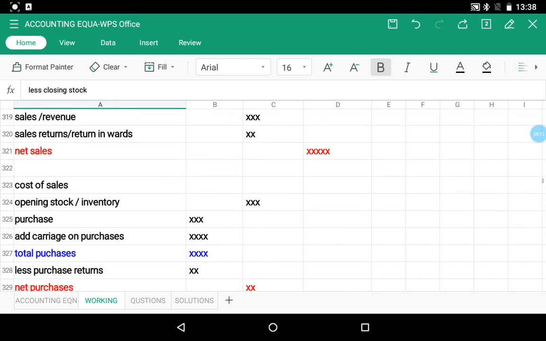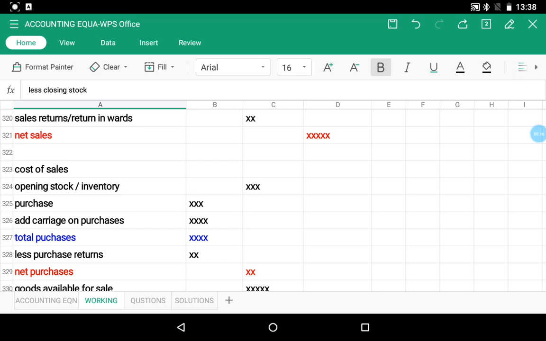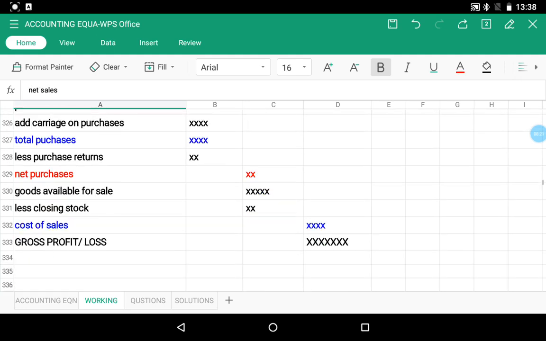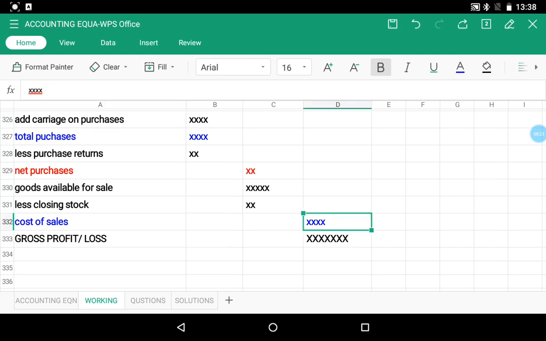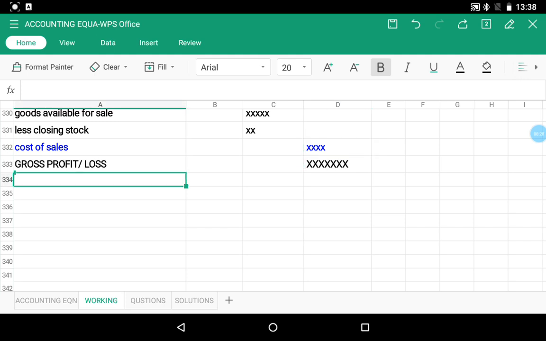Remember, when you check the formula where we were stating net sales, when you less cost of sales, you get gross profit or loss. So that is our trading account.